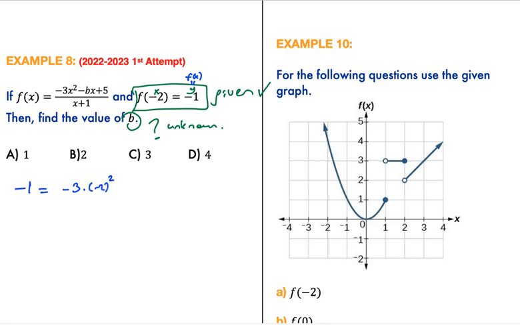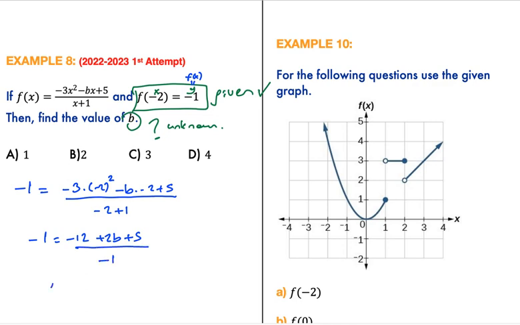You are squaring it. Again, be careful when you type this into the calculator. Put bracket around negative 2. Minus b times x, which is minus 2, plus 5 all over x, which is minus 2, plus 1. Okay, now let's simplify. Negative 2 squared is 4, 4 by negative 3, negative 12. Negative b times negative 2, positive 2b, plus 5 over negative 2 plus 1 is negative 1.